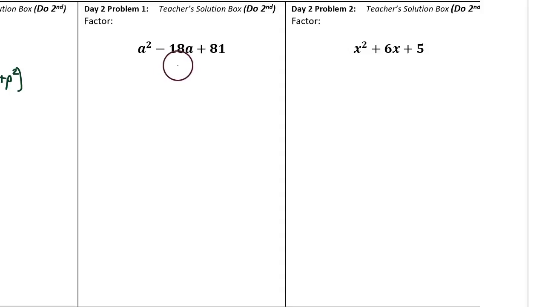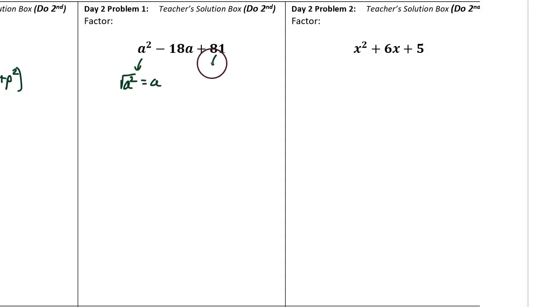There is one special trinomial pattern that we learned about. It is called a perfect square trinomial. We need to check to see if this is a perfect square trinomial. The first term must be a perfect square. If you take the square root of the first term, do you get a nice result? Well, sure you do. You just get an A.